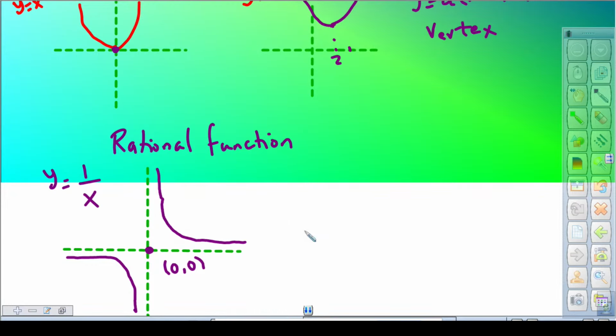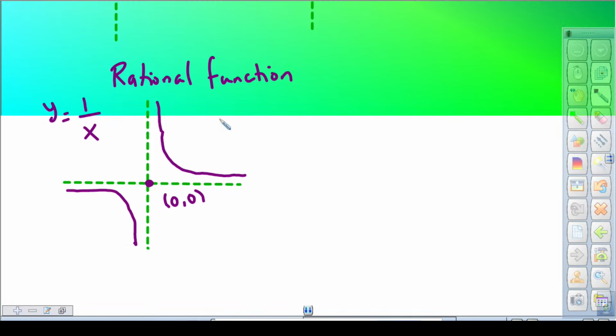They wouldn't touch. I also want to mention something about these 2 curves, because the curves in a rational function will come so close to this axis here, but never touch. For example, if this is a 1, and this is here a 1, this point is (1, 1), and let's say this point is (negative 1, negative 1).